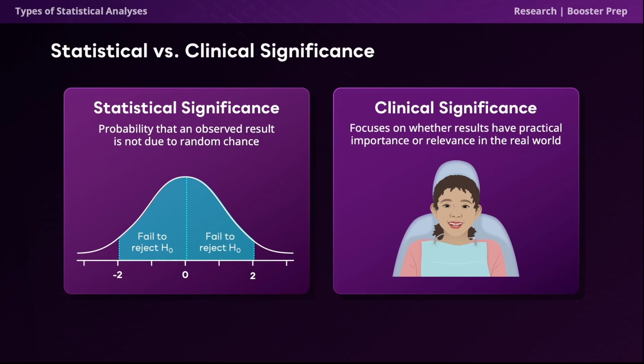For instance, a new medication may demonstrate a statistically significant reduction in blood pressure compared to a placebo. However, if the reduction is so small that it doesn't translate into any meaningful improvement in patients' health or quality of life, the clinical significance of the finding may be questioned. In summary, statistical significance doesn't necessarily mean clinical significance.